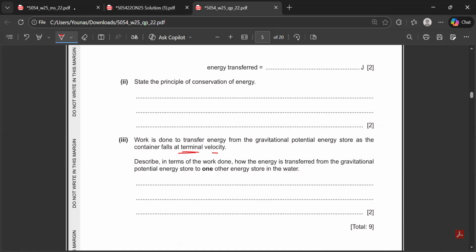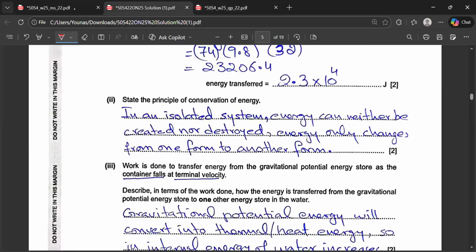Okay. So they are talking about the terminal velocity. Terminal velocity is a constant velocity. Remember, this is a very important concept. Whenever the body is moving with a constant speed or terminal velocity, you can say the energy transfers, but you never say that the energy is converting into kinetic energy when the body is moving at a constant speed. You always say that the energy is converting into thermal energy, into internal energy. Do not say that the kinetic energy is increasing. So in this case, the gravitational potential energy will be converting into thermal energy, or you can say the internal energy of the water.